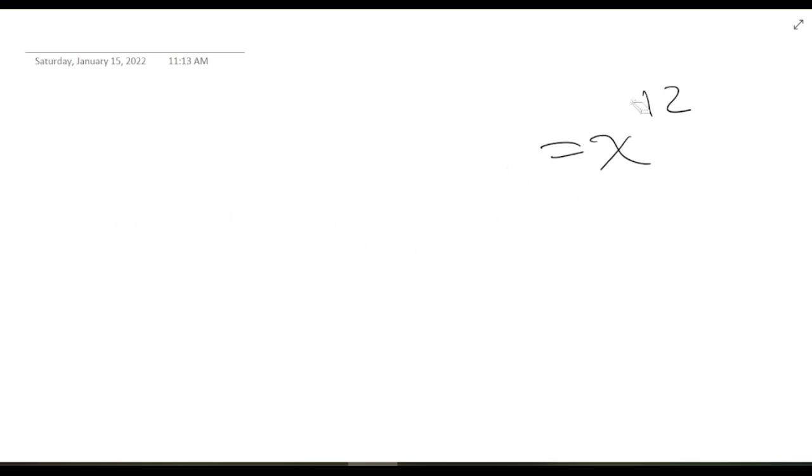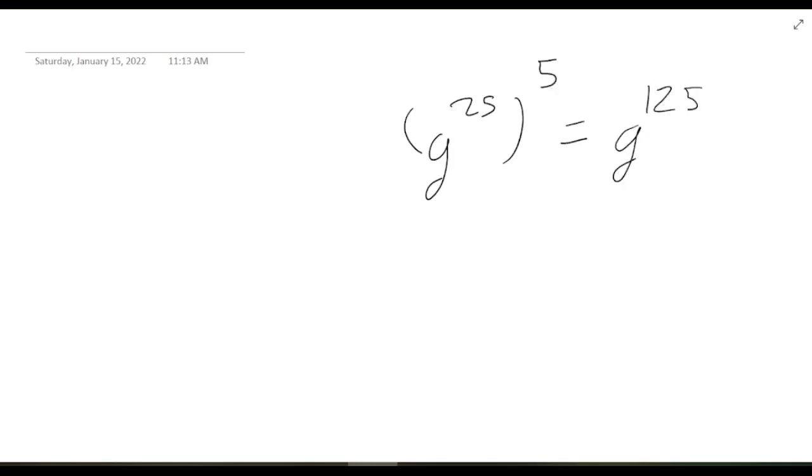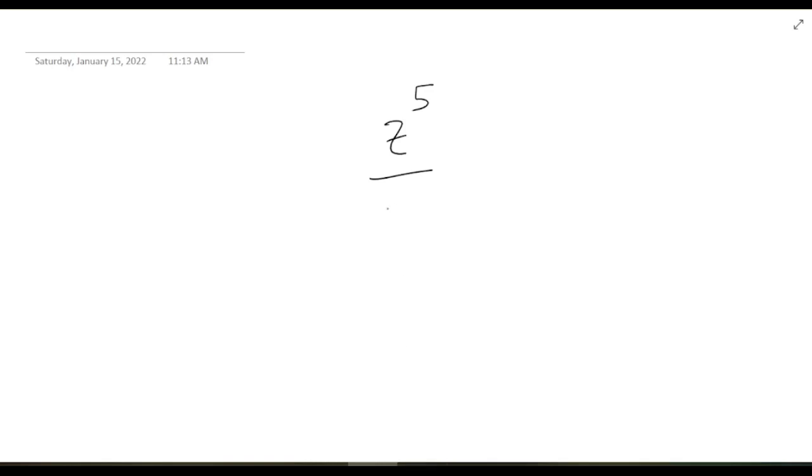And this works for any exponent. So even if you had, let's say, g to the 25th power raised to the 5th, this would equal g to the 125th. It may be a big number, but this rule will always be true. The second thing to always remember is that when you are dividing exponents, so when you have something like, let's say, z to the 5th over z to the 2nd, this is going to be z to the 3rd.